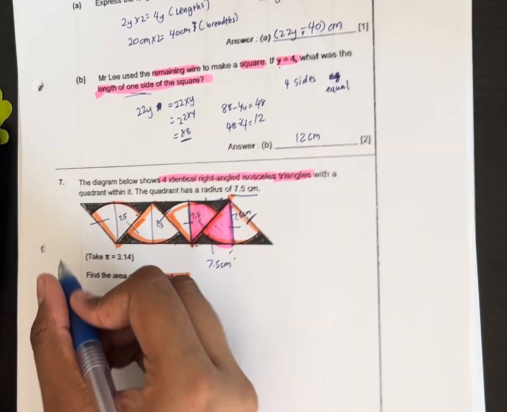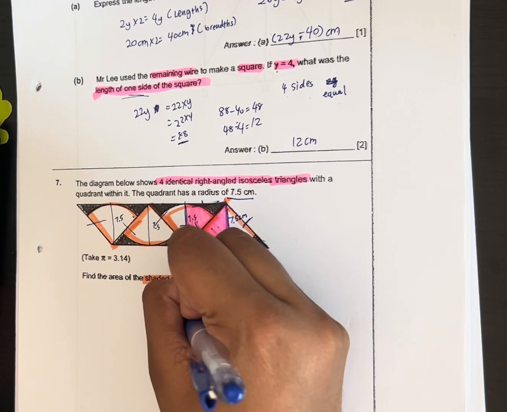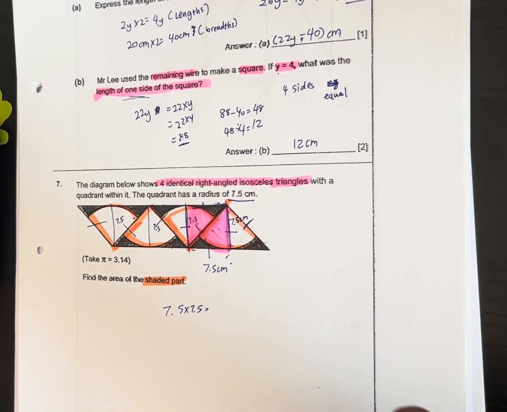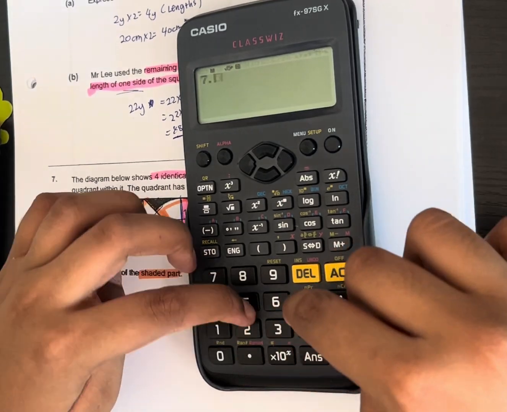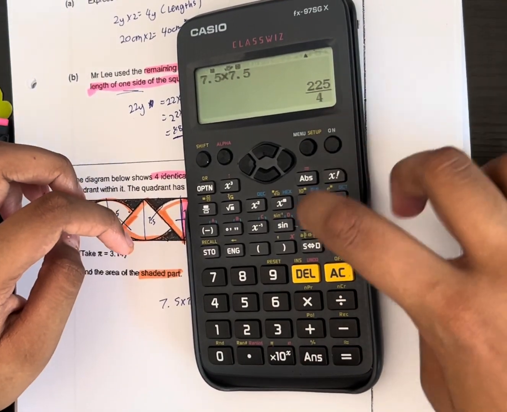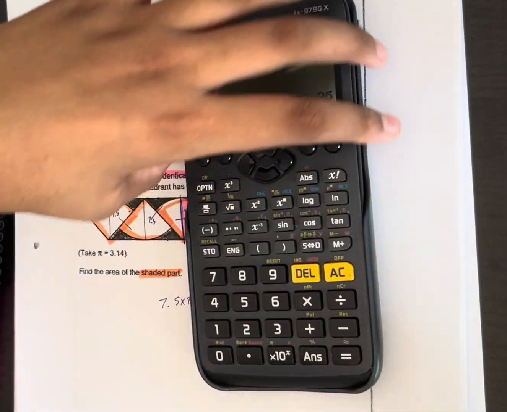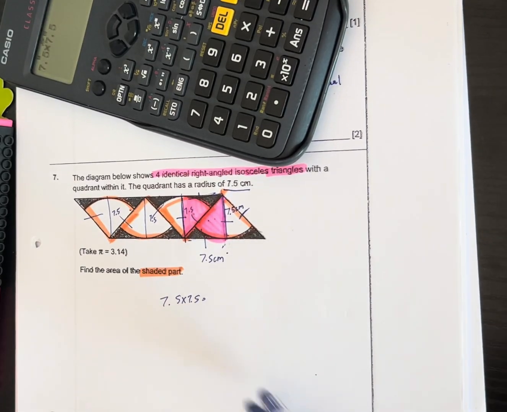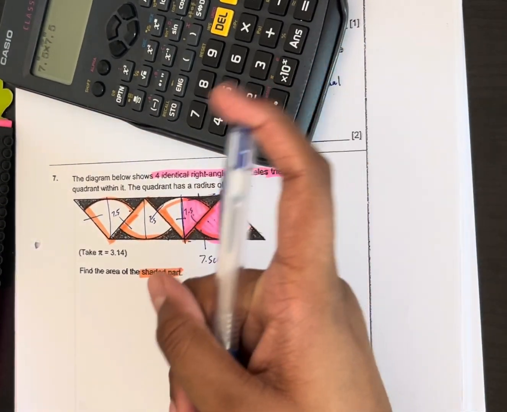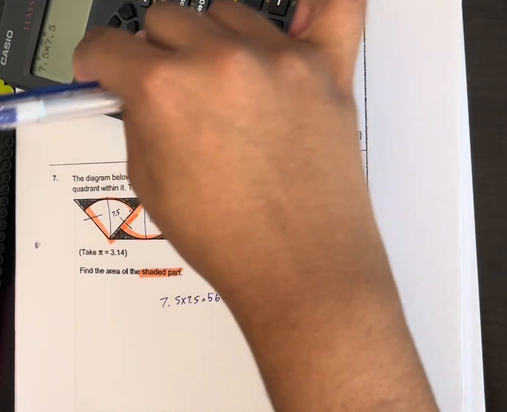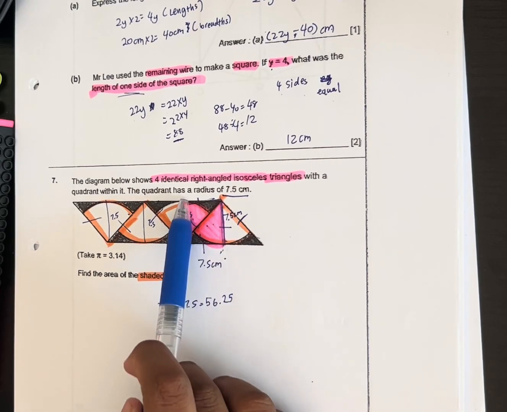Okay, so let's begin. 7.5 times 7.5. Okay, so get your calculator ready. So 7.5 times 7.5, we get 56.25. Make sure you have 56.25. Okay, if you have some other number, then unfortunately I think your number is wrong. Okay, so after that, we found the area of this square, right?